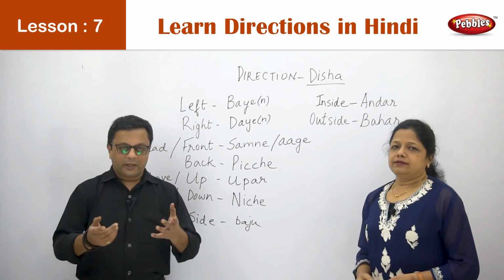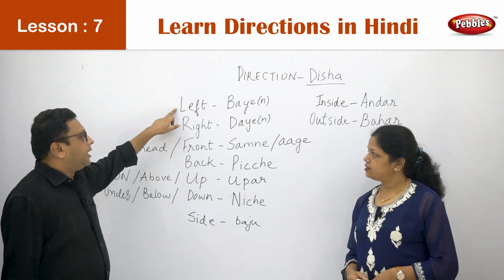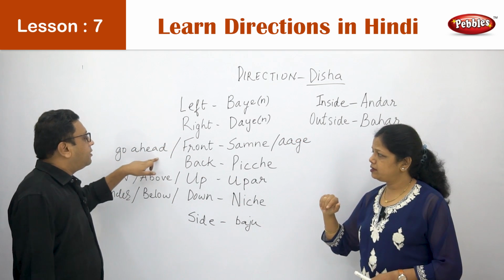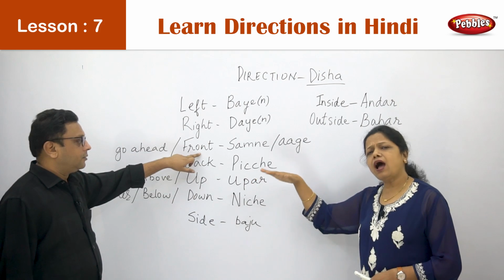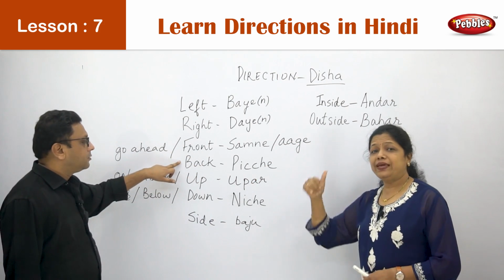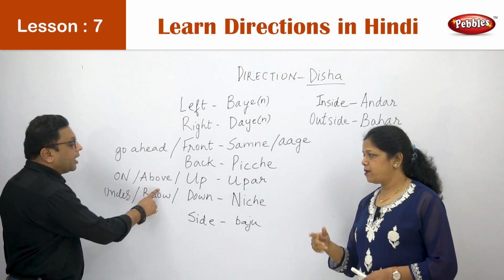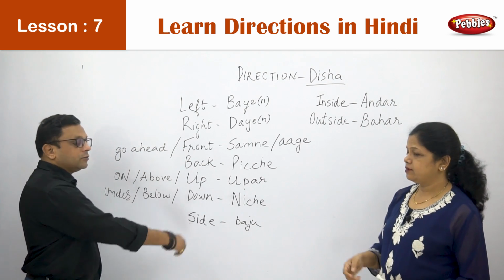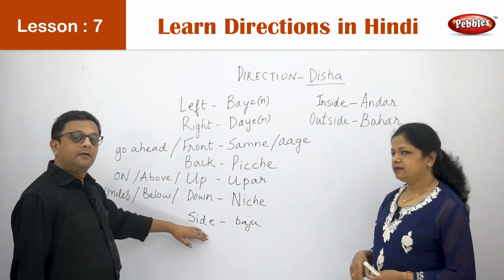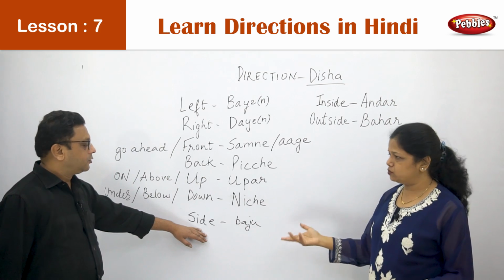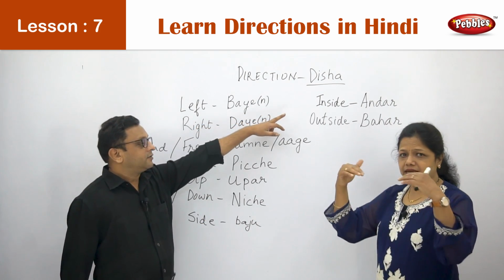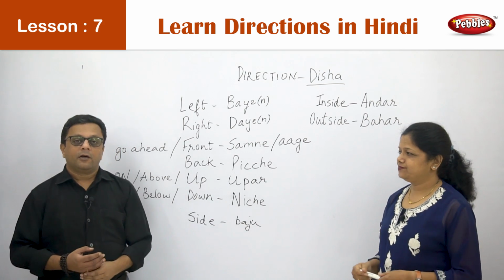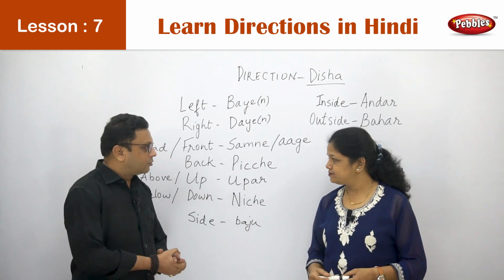Okay, so let's quickly see the words again. Left, बाएं; right, दाएं; go ahead or front, सामने या आगे; back, पीछे; on, above, up, ऊपर; under, below, down, नीचे; side, here or there, बाजू; inside is अंदर; outside is बाहर. Okay, so that's all for today's lesson.